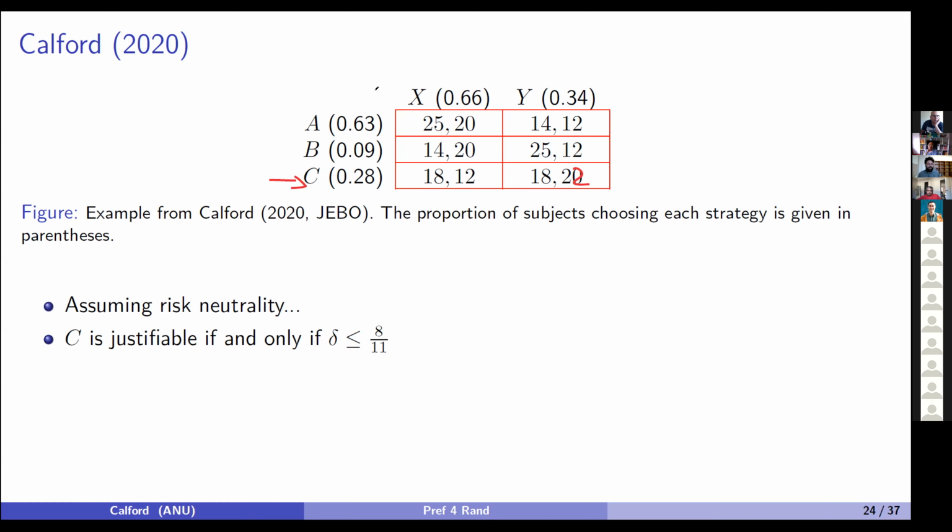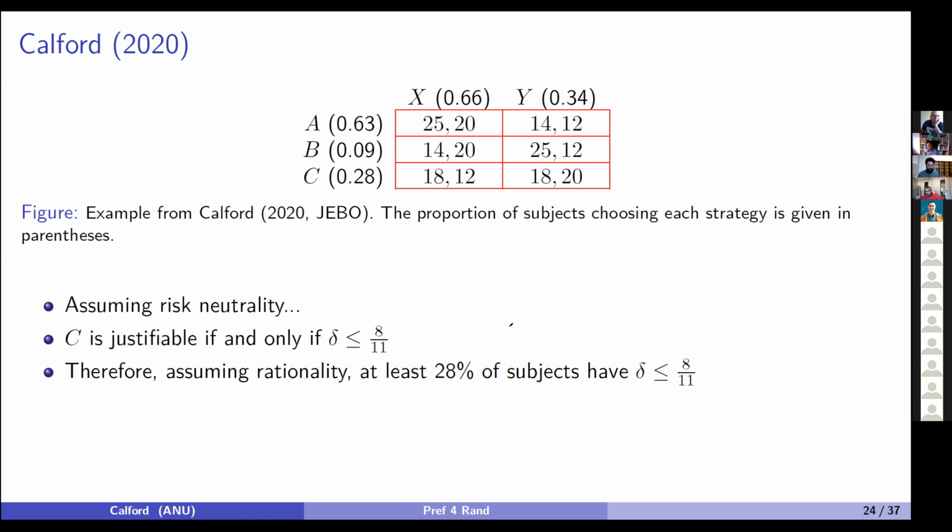Now, in these parentheses, I've put the proportion of subjects that I observed playing each of these strategies. We have 28% of people play C. So if I assume my subjects have these preferences and are rational with respect to them, at least 28% of them have a delta less than 8/11.